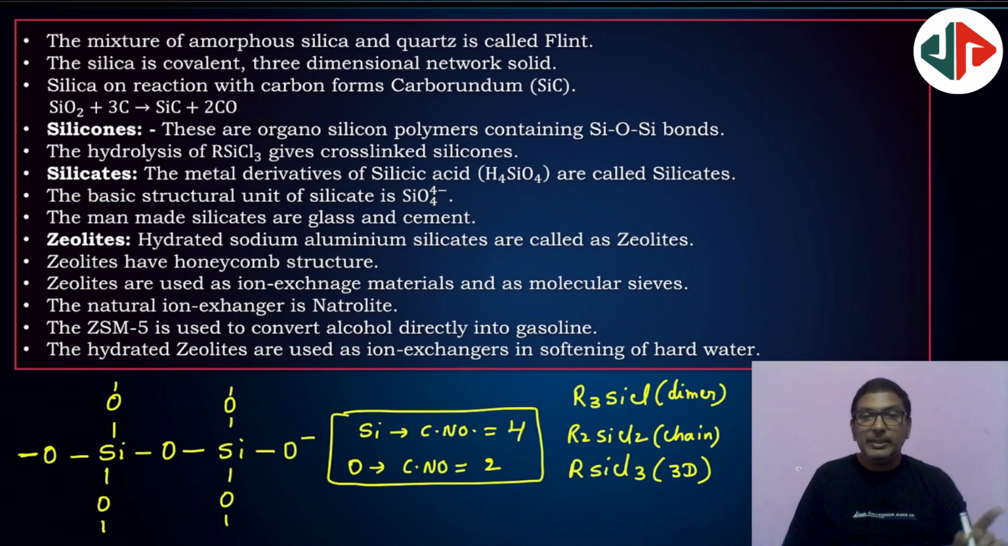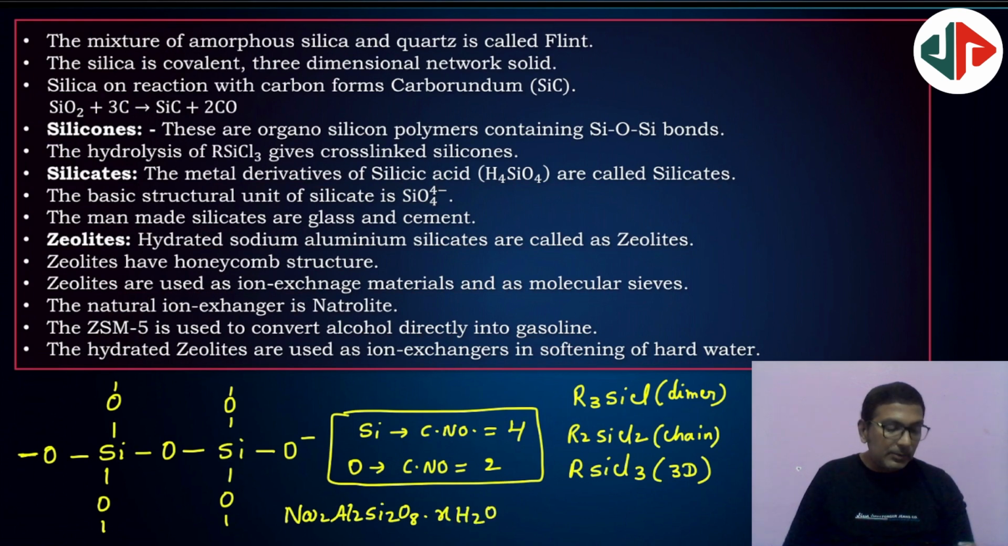Na2Al2Si2O8·xH2O. That can be used. So this is one type of zeolite, or it will be known as permutit. It is used in softening of hard water. Sodium aluminosilicates. xH2O means hydrated. This is best example for zeolite.